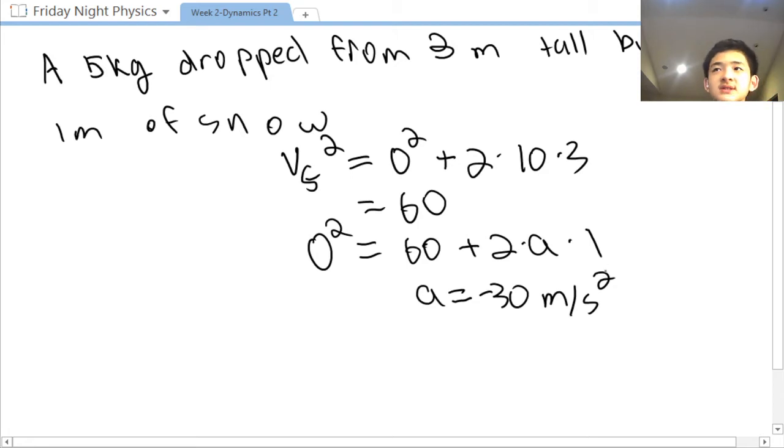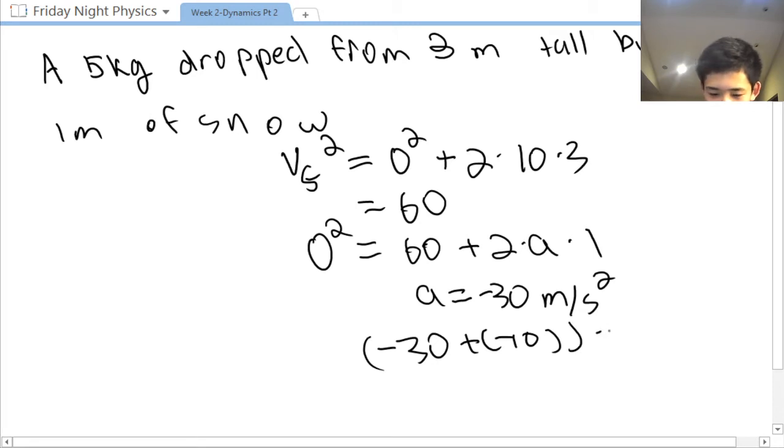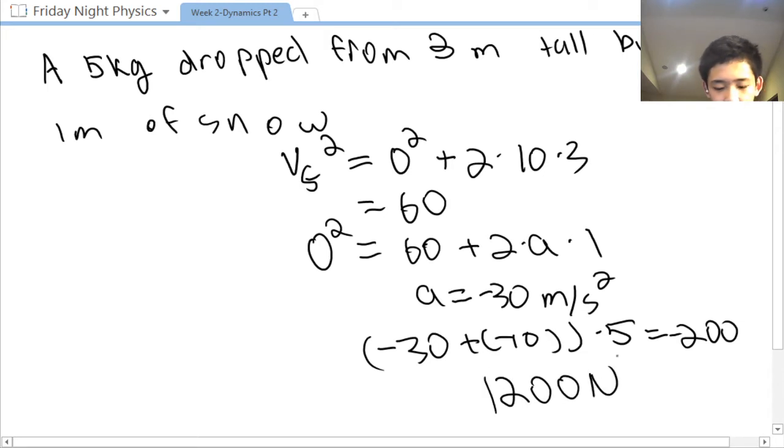However, you also need to consider gravity as a force, since it's still falling when it's in the snow. So the average retarding force will have to include both of these, including gravity. It's negative 30 plus negative 10, which is gravity, times 5, which is the mass of the ball, which equals negative 200. We want to find the magnitude, so it's 200 newtons for the first problem.